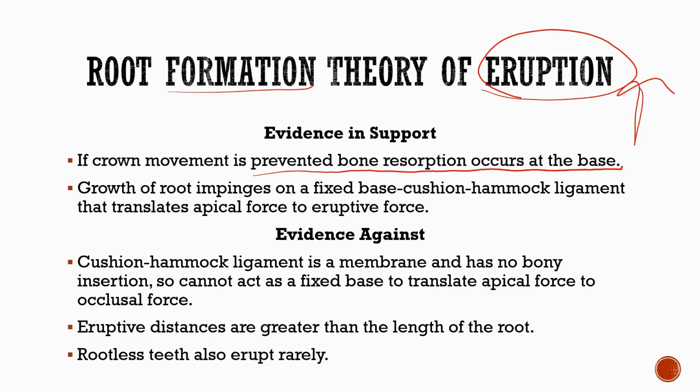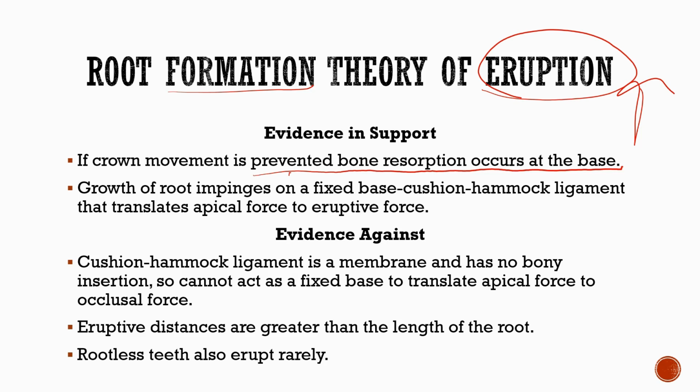So, what does it say? That the crown movement is prohibited. The crown is prohibited to emerge in the oral cavity. Then what happens? The bone resorption occurs at the apex of the root. What does it show? That root formation is important for the eruption.